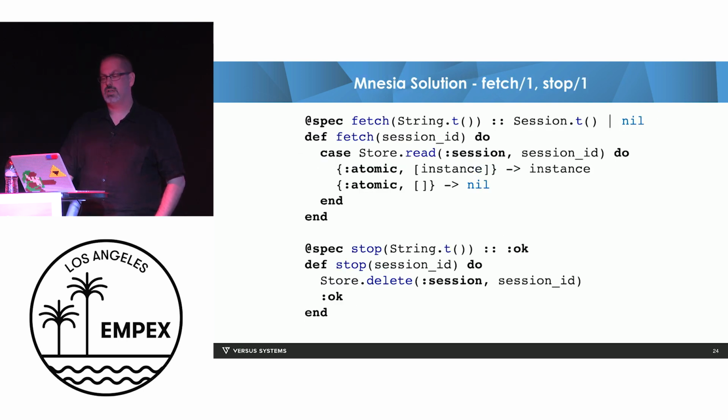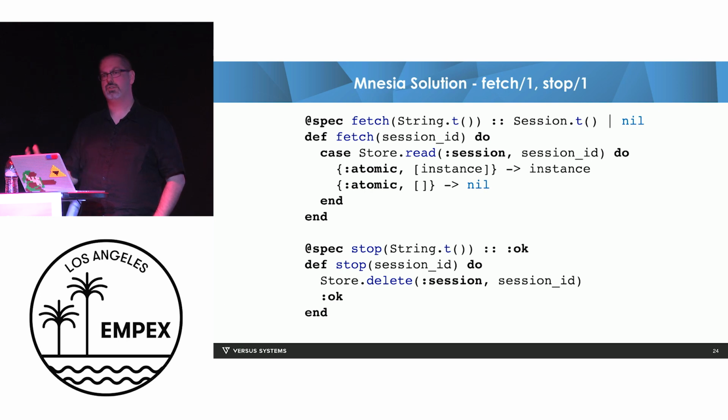And the fetch function is going to take an ID, just like the other ones did. This time, we're going to read from there with that session ID as the key. And we're going to get back a tuple. And the tuple is going to say atomic, and then a list with all of the sessions that are under that key. We're using a set type, which is the default. So you didn't see that in the table definition because it's the default.